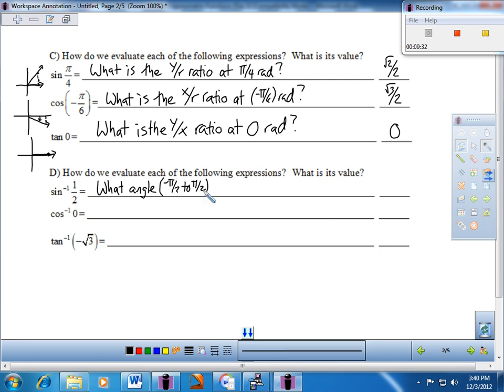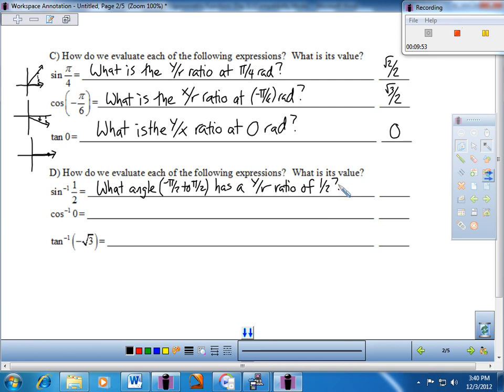So what angle between negative pi over 2 and pi over 2 has a y over r ratio? That's what sine ratio is, of course. Has a y over r ratio of 1/2, 1 over 2. That's pretty much what I'm asking when I see that expression right there.